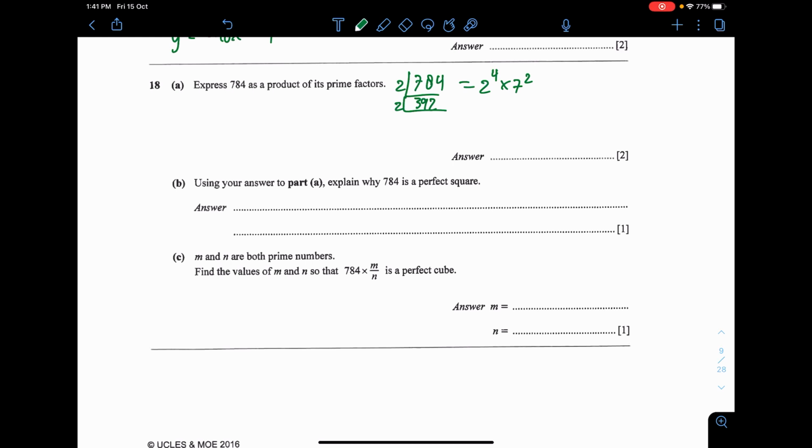And question C, find a value such that you have a perfect cube. Perfect cube, huh? So I take 2 power of 4 multiplied by 7 square multiplied by m divided by n. Perfect cube means that the power must be a multiple of 3. So how do you make sure that you have a multiple of 3? One example, I can let m be 7. The moment I let m be 7, I get 7 square times 7, I get 7 cube. And I can let n equal 2, because 2 power of 4, I divide by 2. The n is on the denominator. If they divide each other, I'll get 2 power of 3.